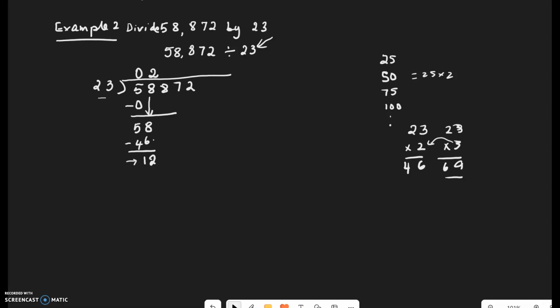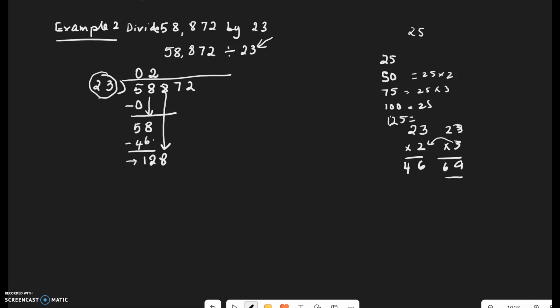The remainder has to be smaller than the divisor. That's when you know nothing is wrong. Next, we bring the next digit down, 128. So let's think of how many times 23 goes into 128. Now the 25 times table. 125 is 25 times 5.